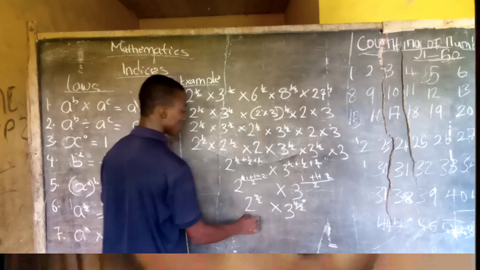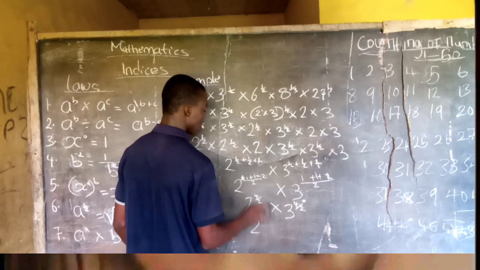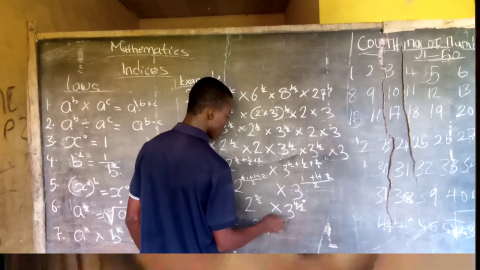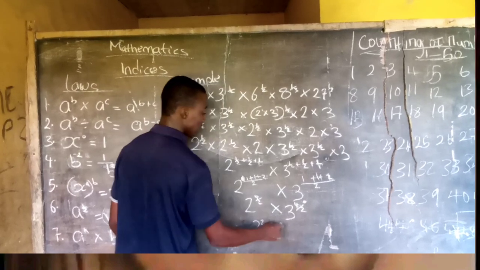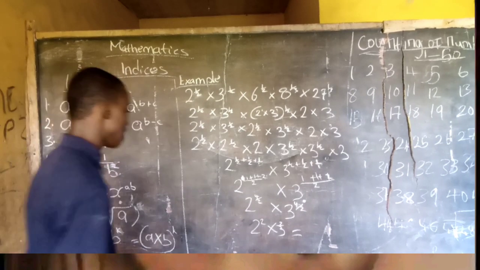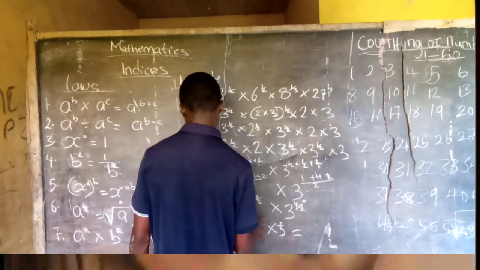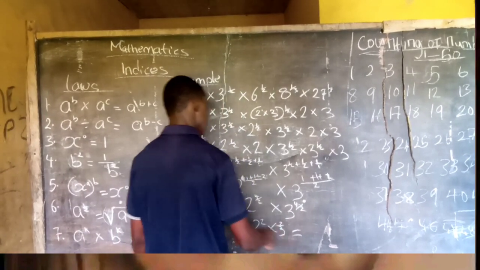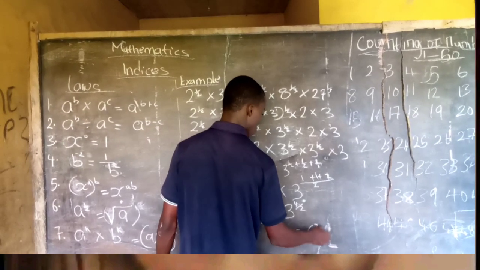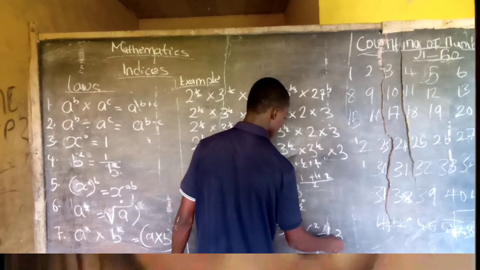And it becomes what? 2 to the power of what? 4 over 2, that is what? 2, multiplied by, it becomes what? 4 over 2 becomes what? 2. Remember, this is 3 to the power 2, sorry. Remember, the 7th law says that since we are having similar powers, I can take one power and multiply the bases. That becomes what? 6 to the power 2. And what is that value? 36.